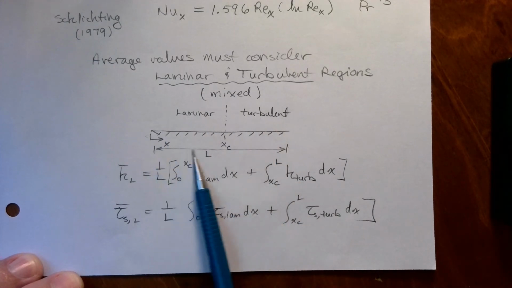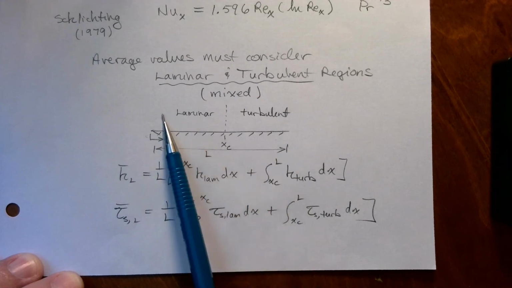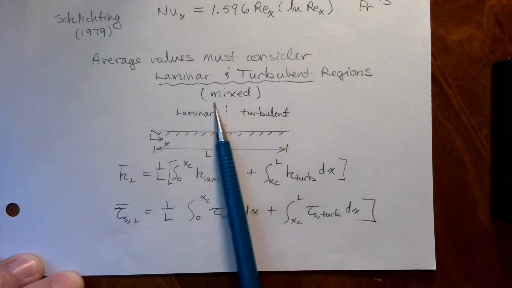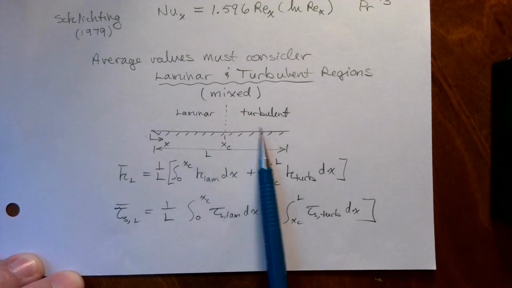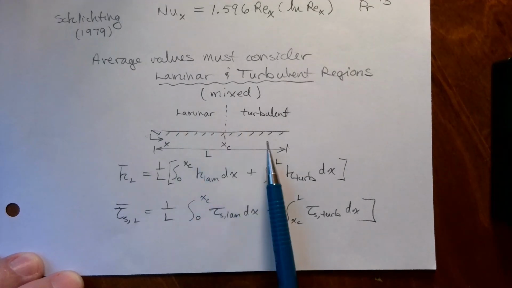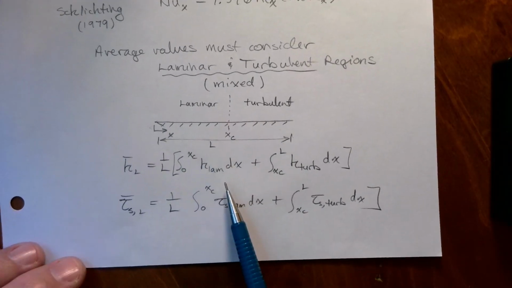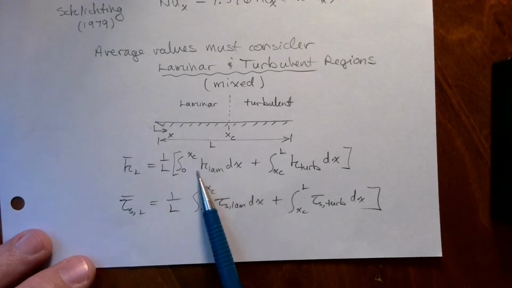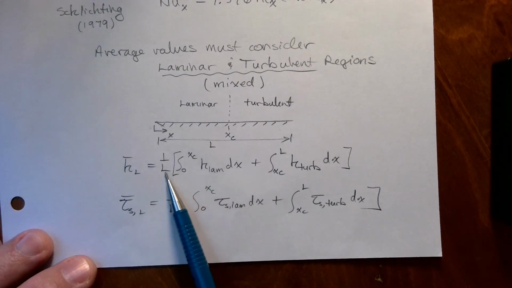So if the length of the plate is capital L, as I have it shown here, where you have a laminar region over about half of it and then a turbulent region here, if I want to know the average heat transfer coefficient, I have to consider each of the different correlations over their respective areas. So I've got to break up my interval, right? The average is the integral of h over the length divided by that total length.